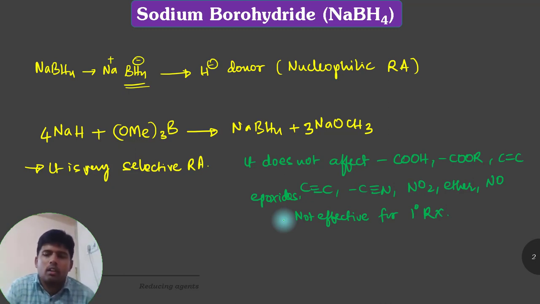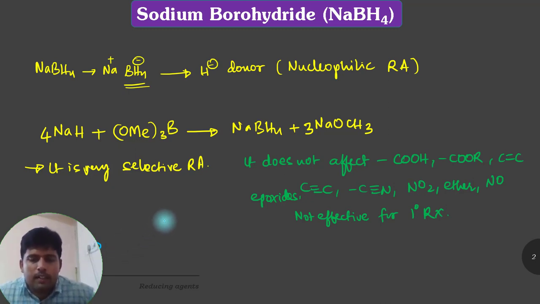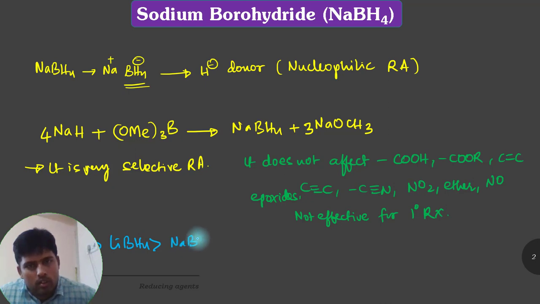Now let us understand how exactly the reduction takes place and where this NaBH4 stands. Suppose we compare this with reputed reducing agents. LiAlH4 will be the most effective, most reactive. Then it's followed by LiBH4, then NaBH4.